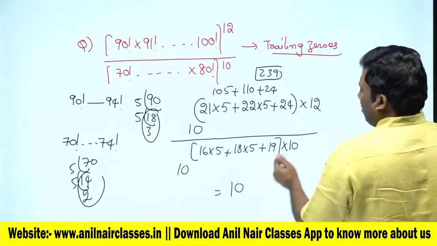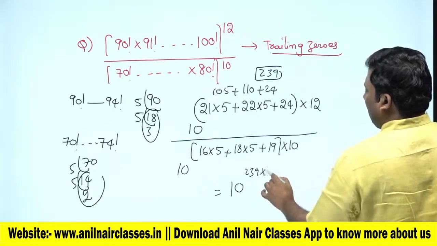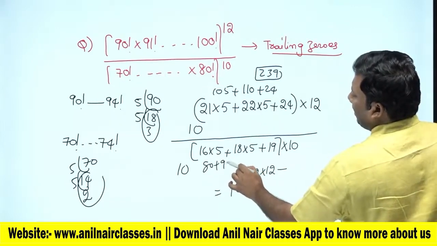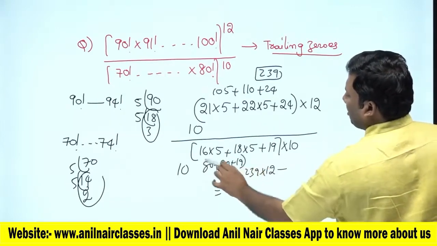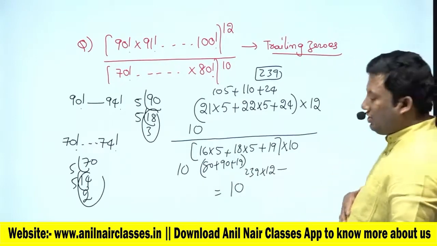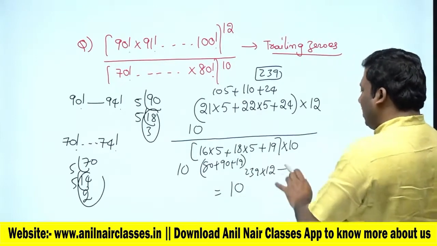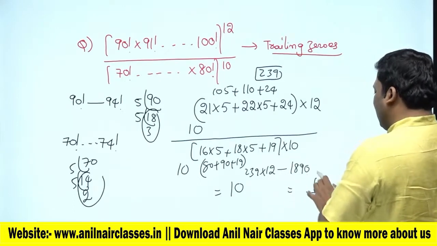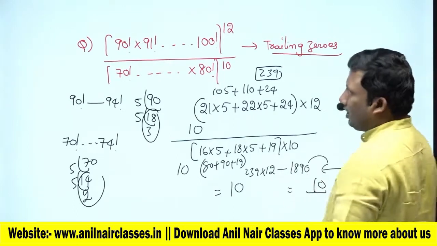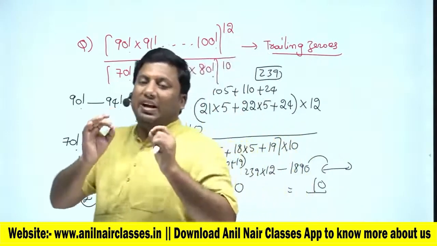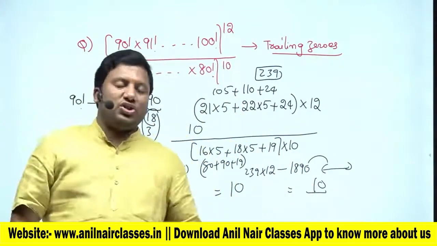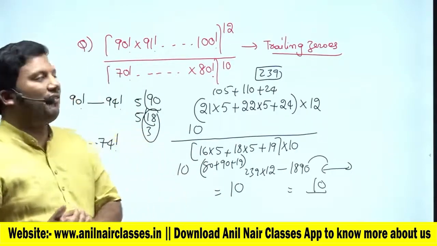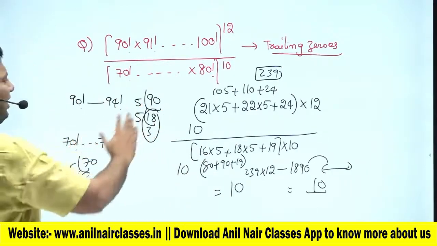And this will be 10 power 239 into 12, minus 16 5s are 80, 18 5s are 90, plus 9, 170 plus 19, 189, 189 into 10, 1890. Whatever answer you get here, that will be the number of zeros. I hope the idea is clear. The more and more questions you solve in this variety, the more and more you will find the concepts beautiful. Very easily you can solve.